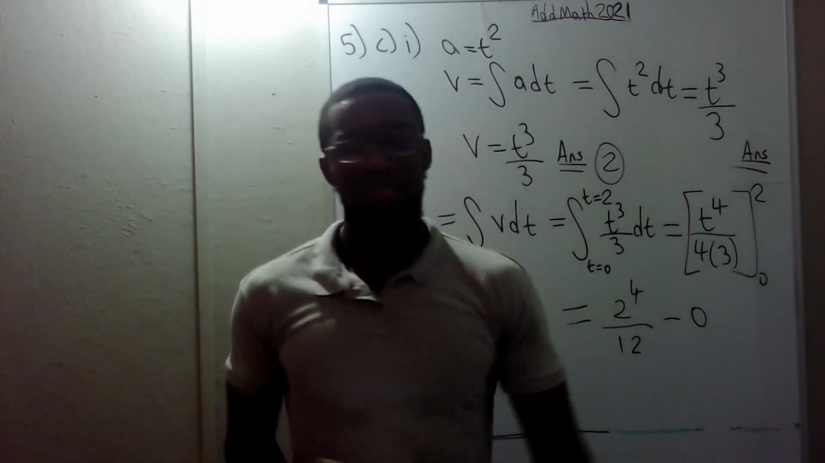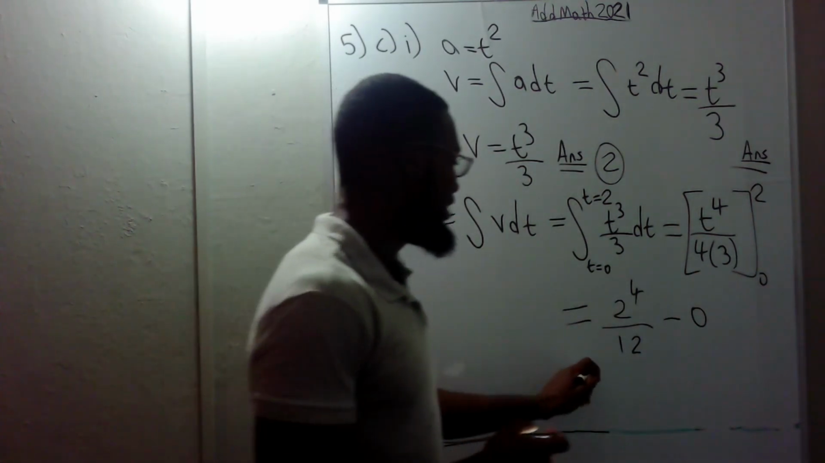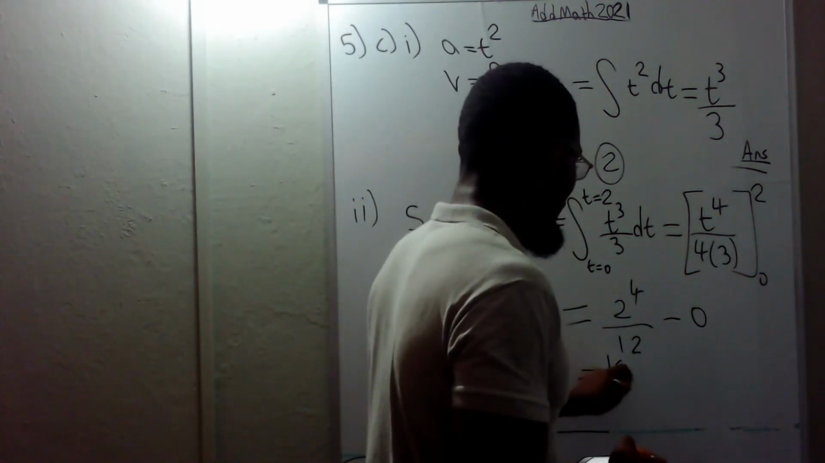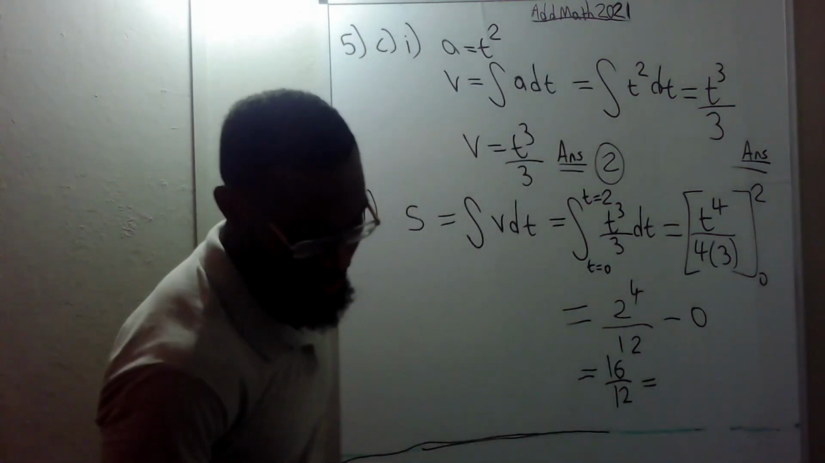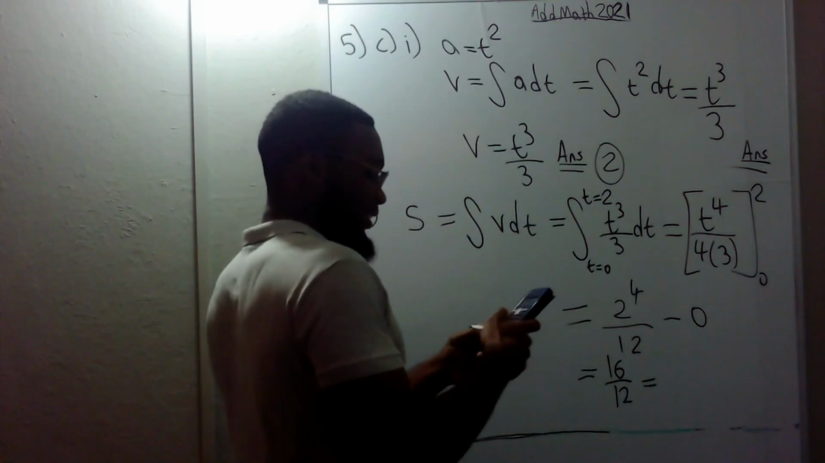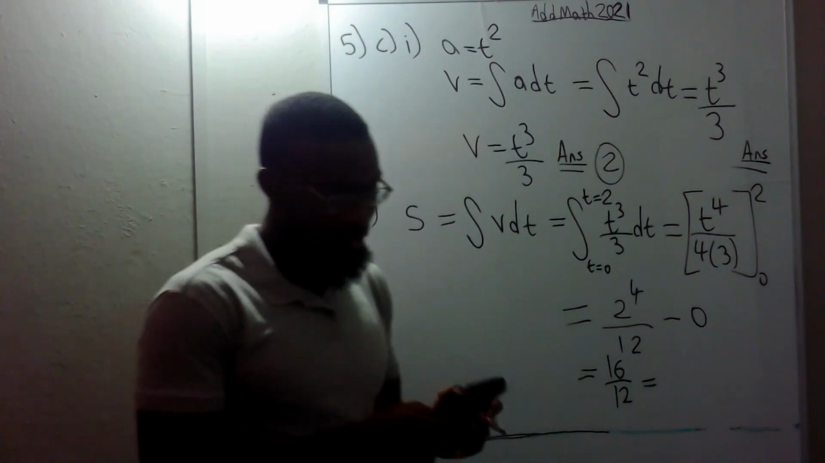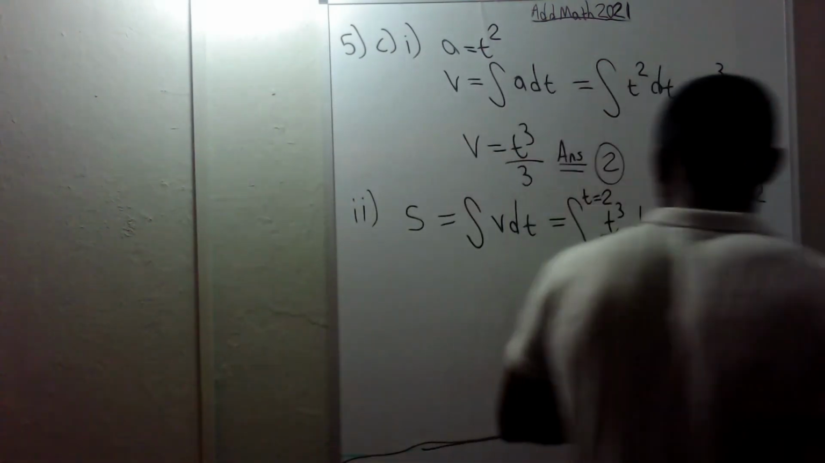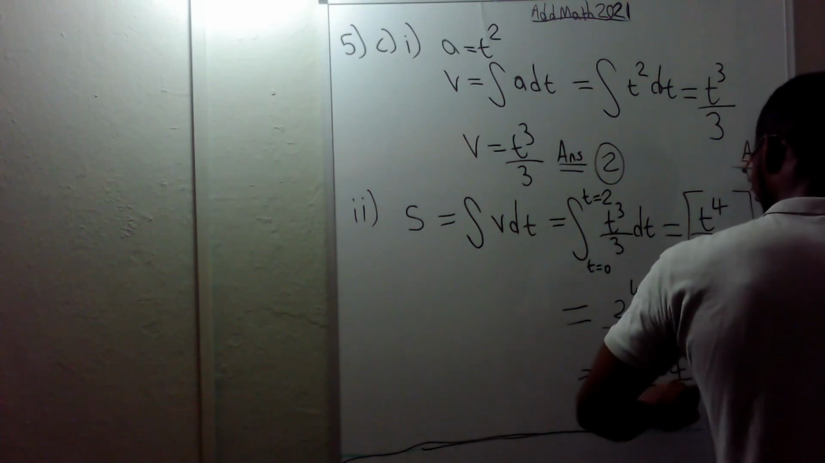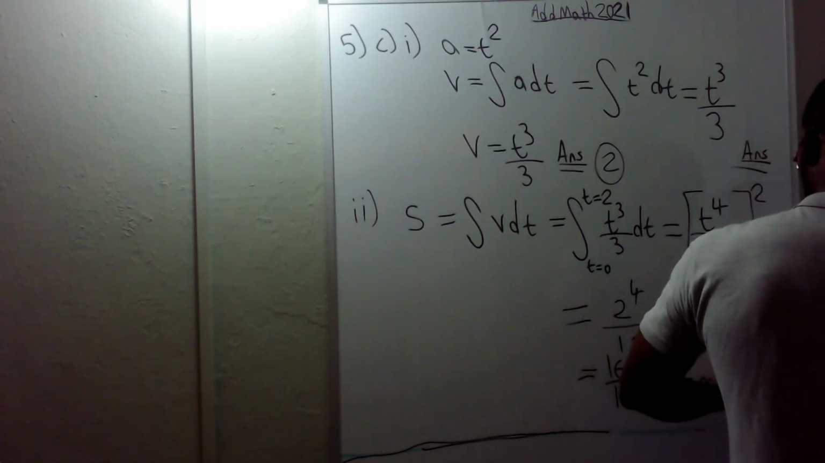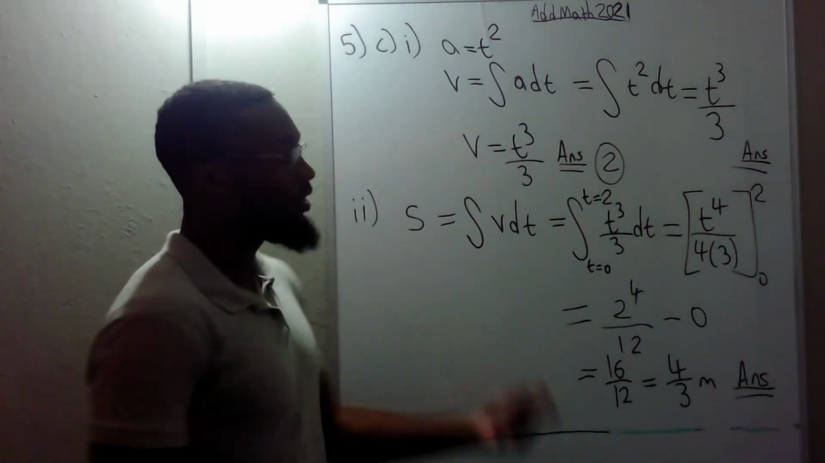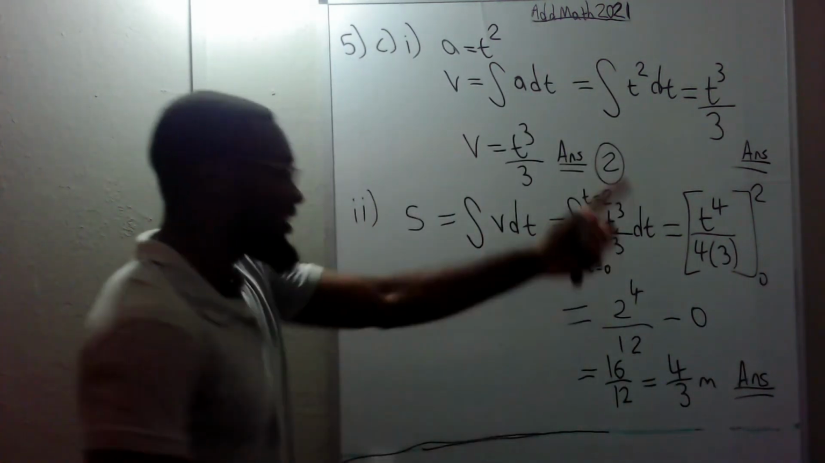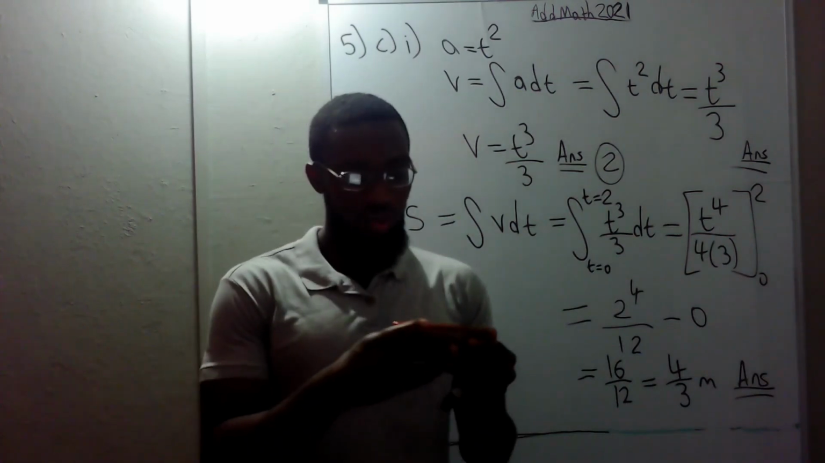2 to the 4 is 16. I believe that's 16 over 12. I know it's sad, guys. 16 over 12 is 4 over 3. That's sad to take out the calculator for that. That's 4 over 3 meters. That's the distance traveled, or some people might say 1 and 1 over 3. That's the distance traveled, guys. I hope you got that.